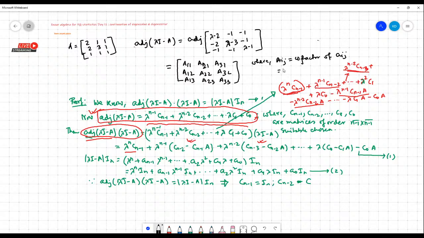Aij is minus 1 whole to the power i plus j times the minor of the Aij element. So if you consider all these things, then you can write this adjoint matrix as a sum of n matrices whose order is n minus 1 cross n minus 1. You can check via this example. Please check it. It is always possible.